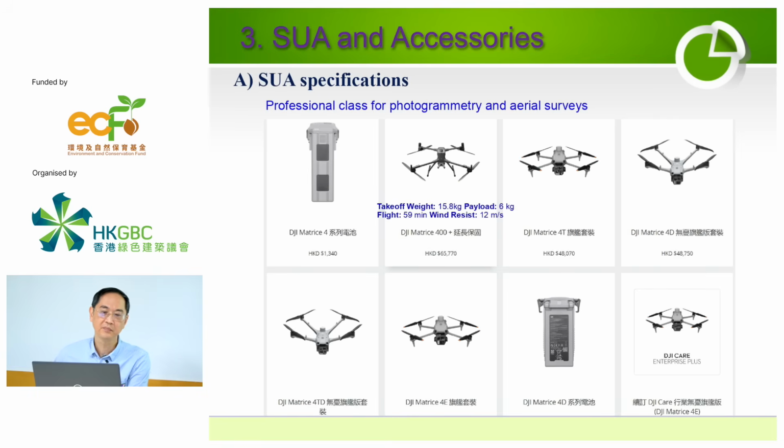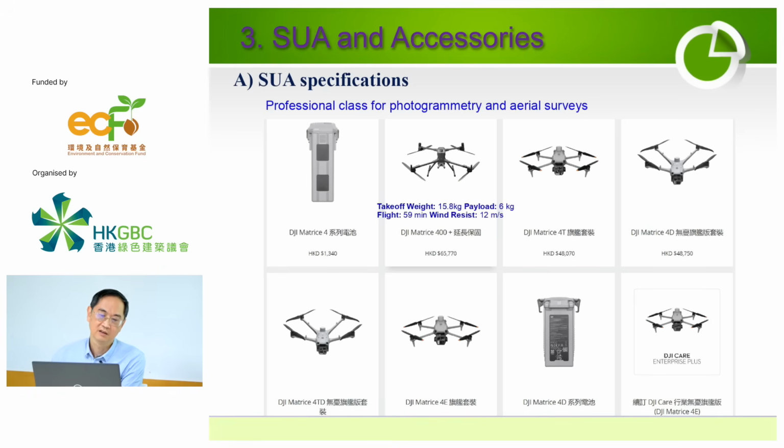But for us as engineers, apart from taking video, we may use a higher grade of DJI SUA for the aerial survey. For example, the latest one is the DJI Matrice 400. The total weight it can carry is 15.5 kg with a payload of maximum 6 kg. It can fly for an hour, and the wind resistance is 12 meters per second.